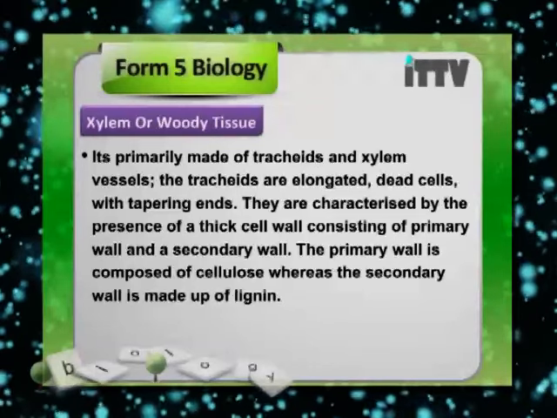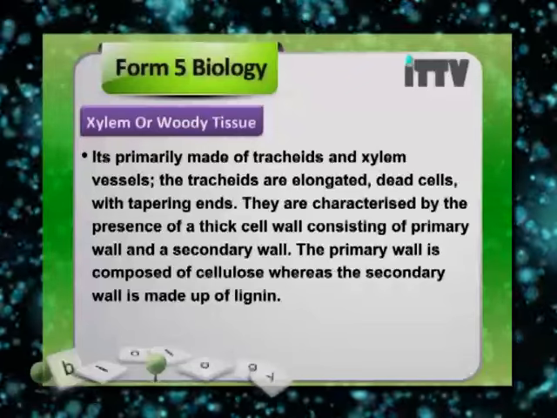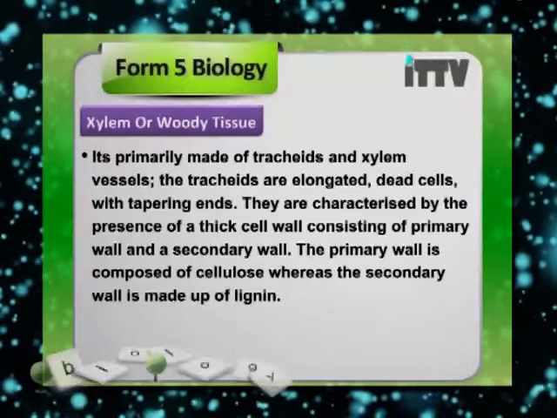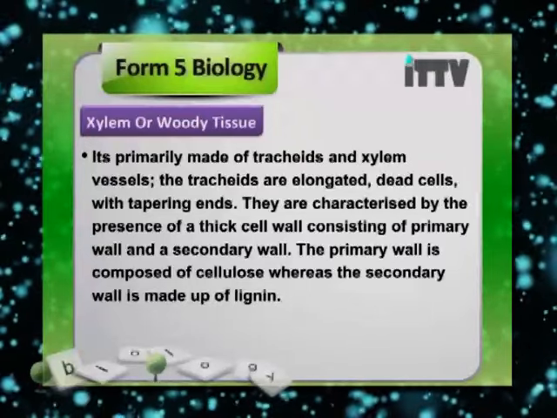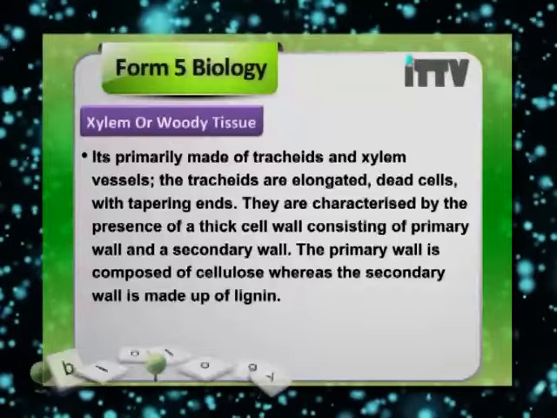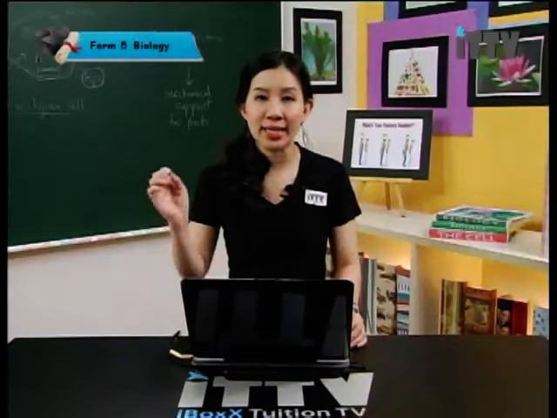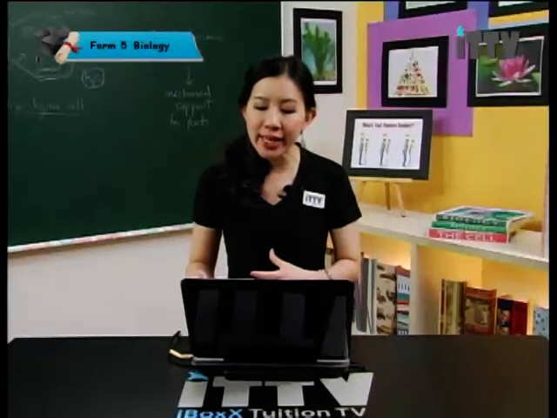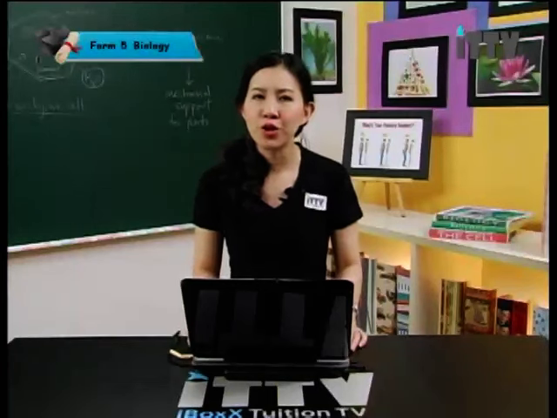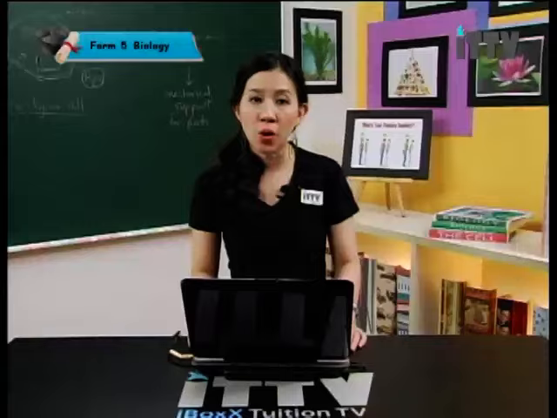The tracheids are elongated dead cells with tapering ends. They are characterized by the presence of a thick cell wall consisting of a primary wall and a secondary wall. The primary wall is composed of cellulose, whereas the secondary wall is made up of lignin. So, tracheids share similar physical properties with sclerenchyma cells in the sense that they are dead, secondly, they are elongated, they have tapering ends, and thirdly, they all have thick cell walls. But tracheids have primary and secondary cell walls.